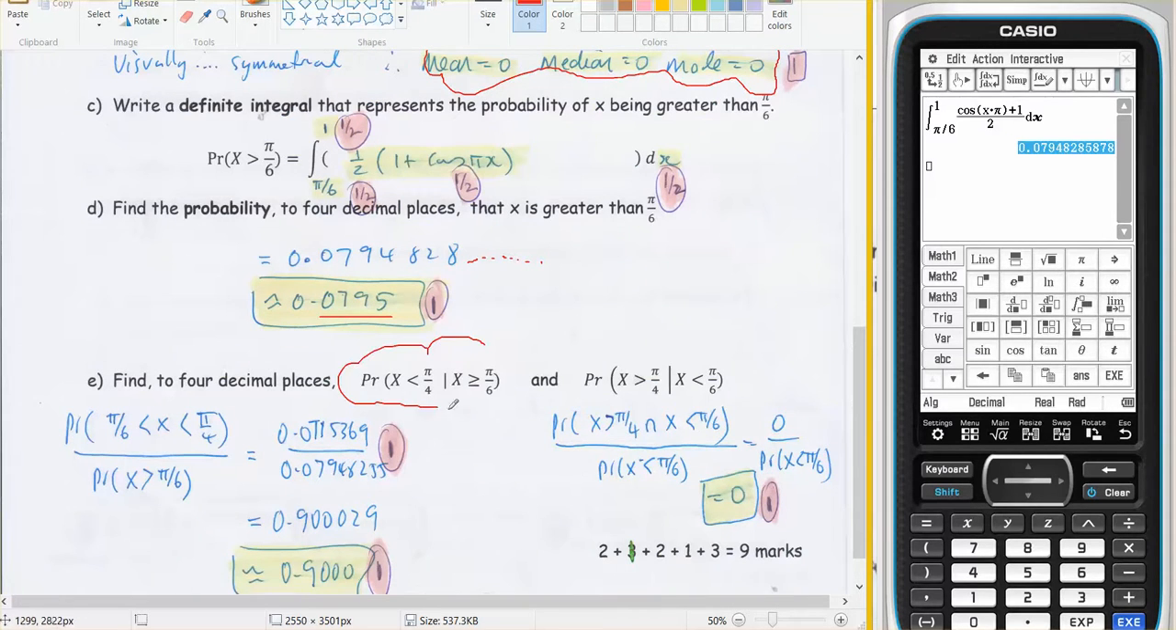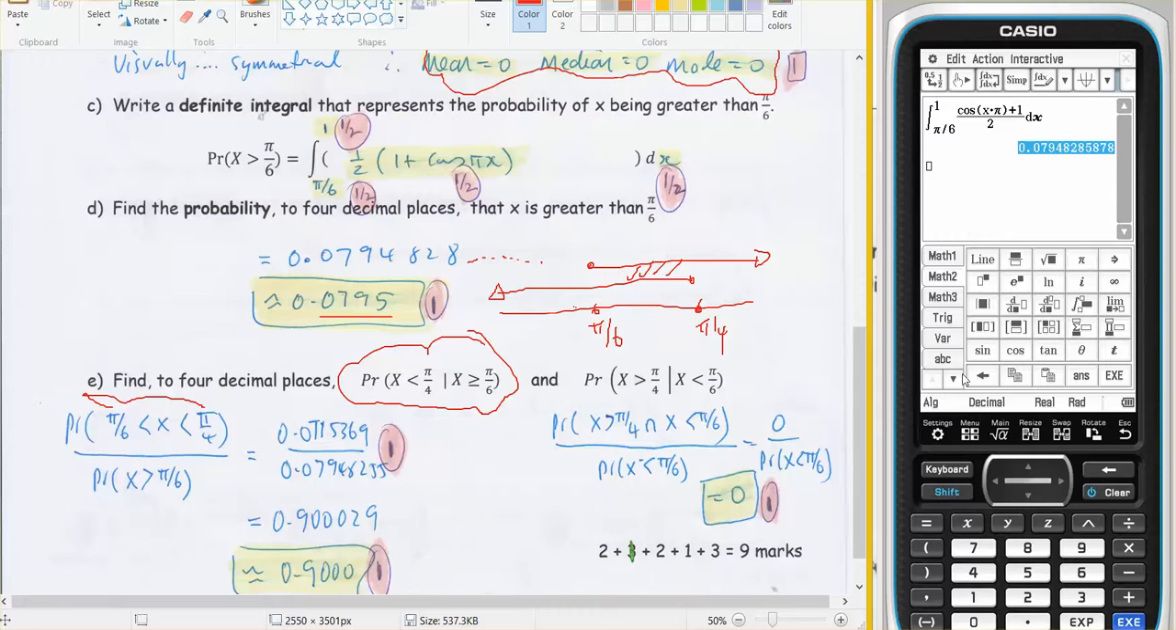I've got a conditional probability here. I want less than pi on 4, so this is pi on 4. Here is pi on 6. Less than pi on 4, given that it's bigger than pi on 6. So the overlap, the intersection, is the area in between, and then that's on my bottom.